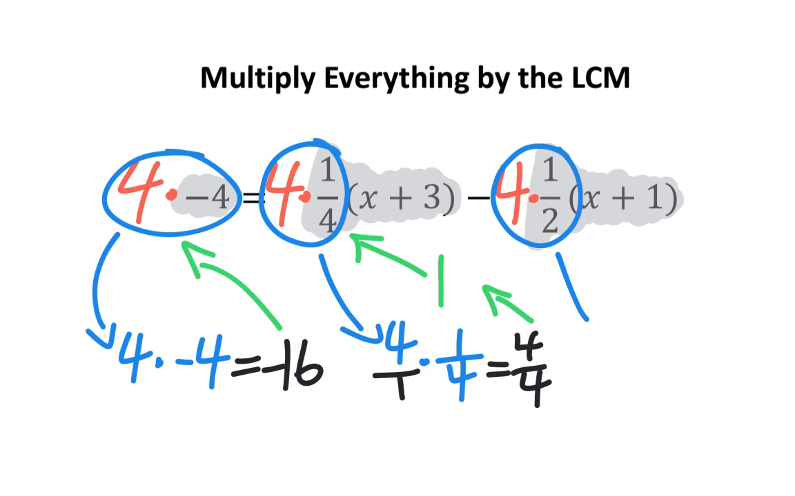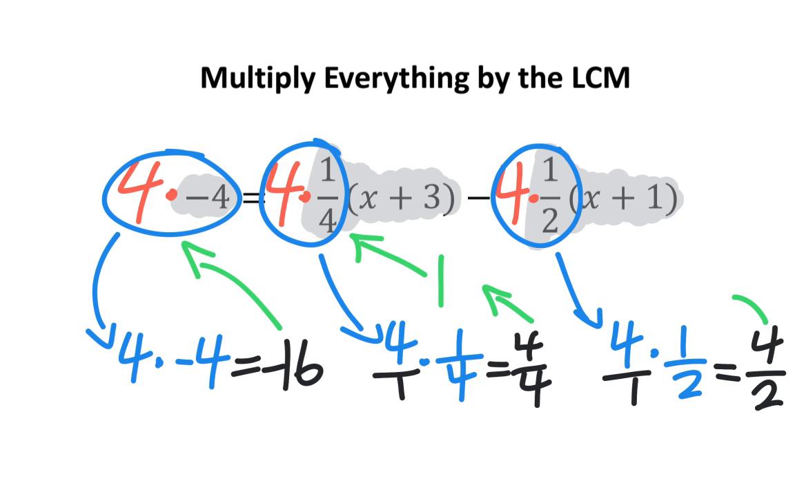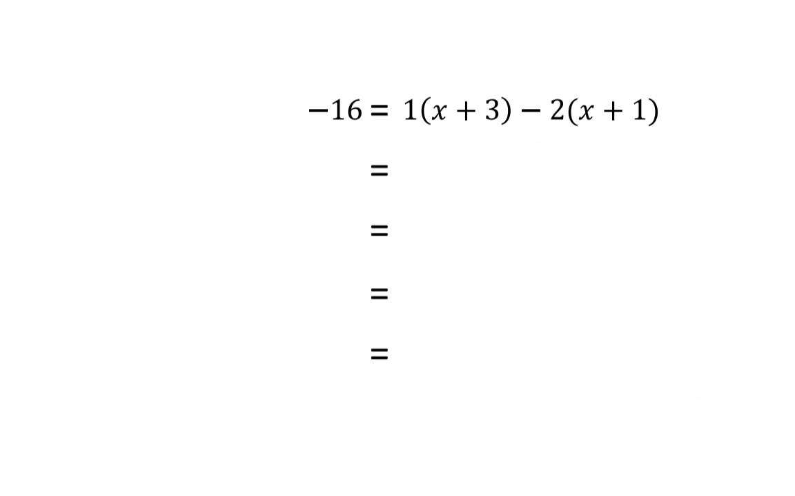And last, let's multiply 4 by 1 over 2. Again, we're going to change this whole number into a fraction. So 4 is the same thing as 4 over 1. And when multiplying fractions, all you need to do is multiply the numerators and multiply the denominators. 4 times 1 is 4, and 1 times 2 is 2. 4 over 2 is the same thing as 4 divided by 2, which is equal to 2. And we're going to replace what was circled in blue with the number 2.